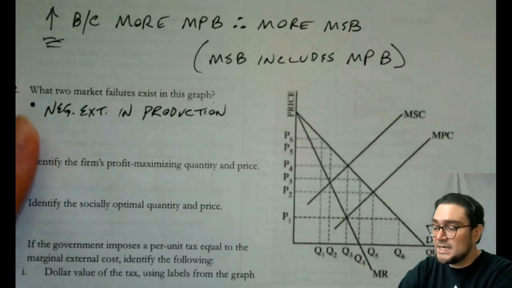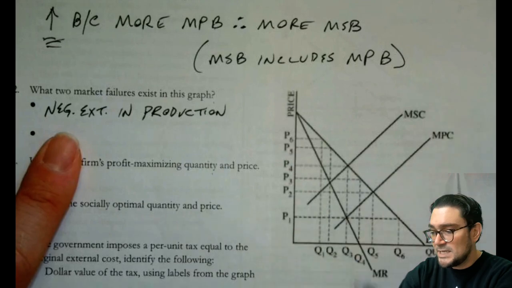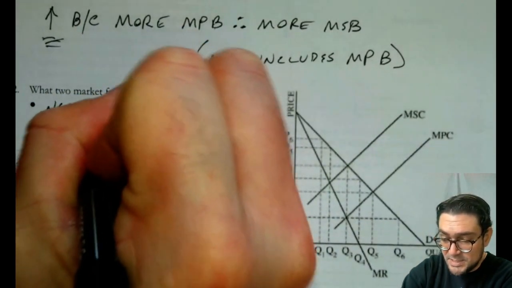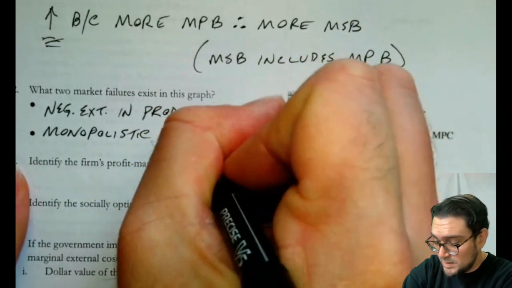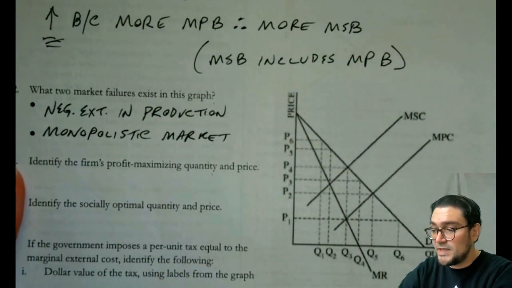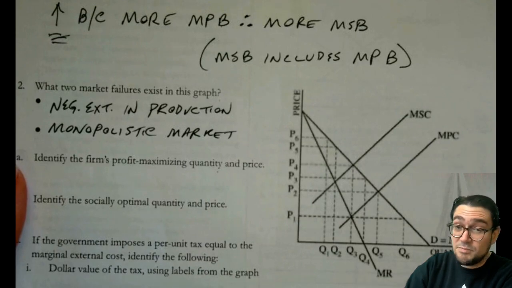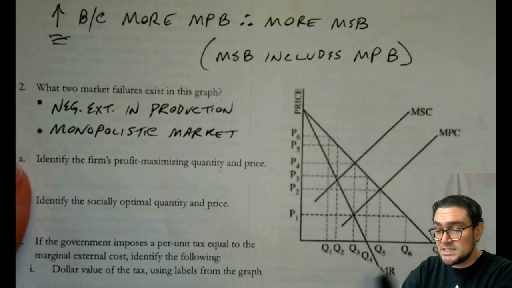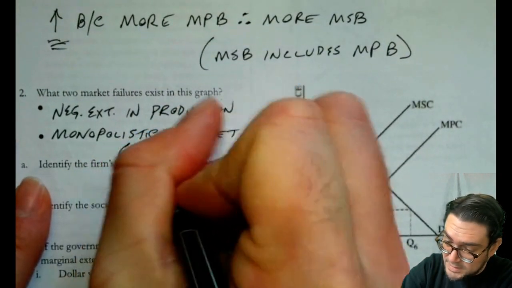The second one is not immediately apparent to a lot of students, but this is a market failure. The fact that they have a downward sloping demand and a separated marginal revenue means that this is a monopolistic market. I can't say with certitude that it's a monopoly because it could be monopolistically competitive, but that still yields deadweight loss. So we would say that this is a monopolistic market because you have a separated MR that is less than demand.